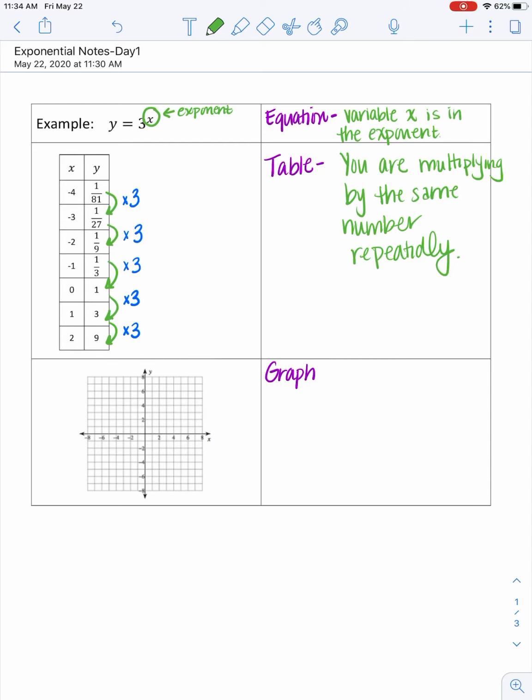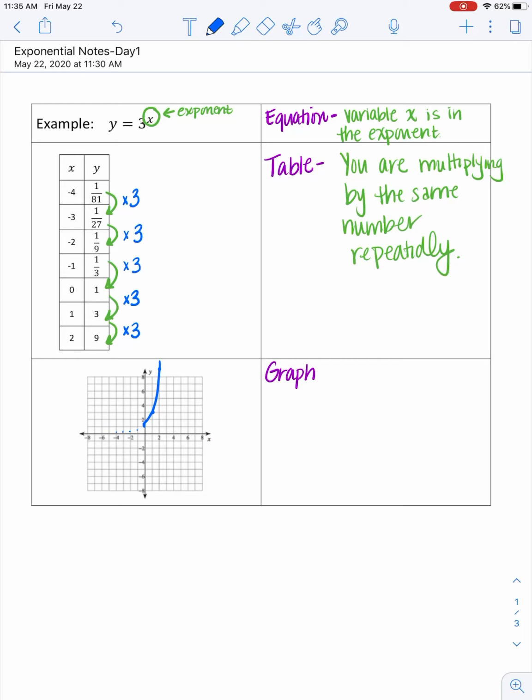And then what does this look like as a graph? Well, I'm just going to plot some of these points just so we can see what the graph looks like. 2, 9 is going to be a little hard for me to do, but I can kind of squeeze it on there. So I have 2, 9, 1, 3, 0, 1, -1, 1/3, -2, 1/9.